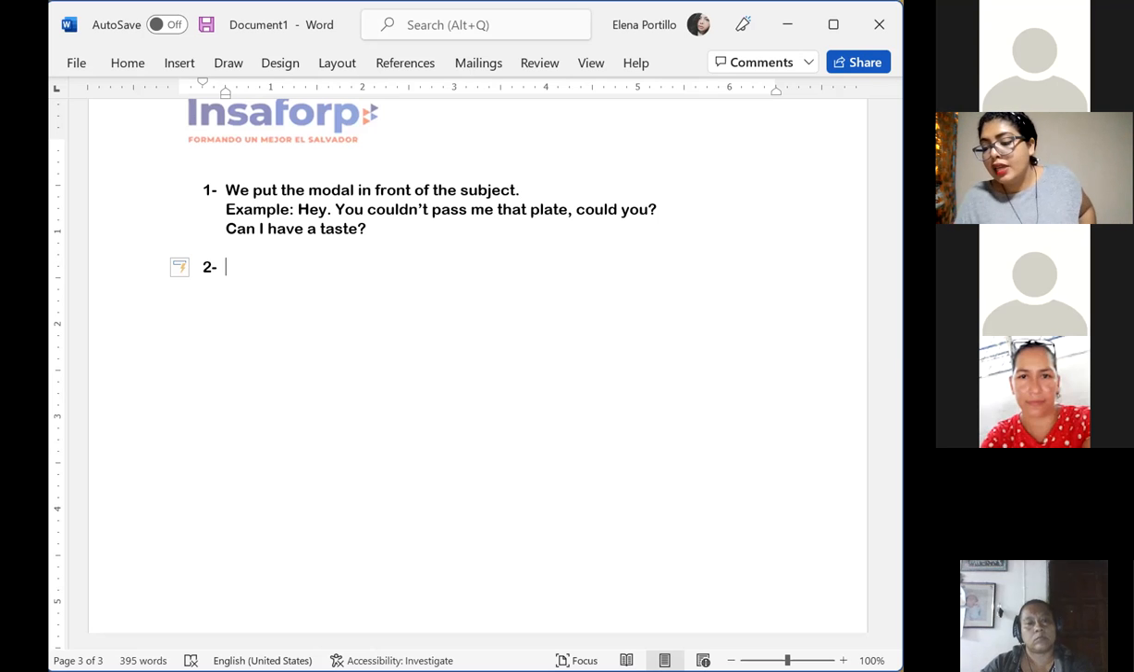So in this case, we have like a formula in number two. It says, we use would plus like a lot for offers. It's very useful for different situations.